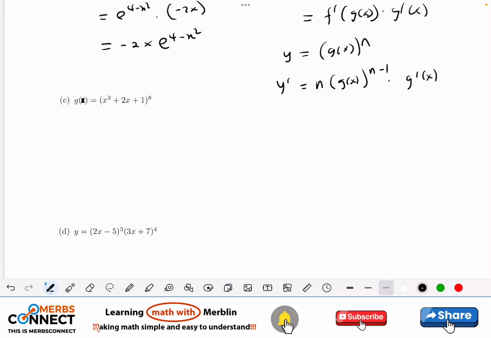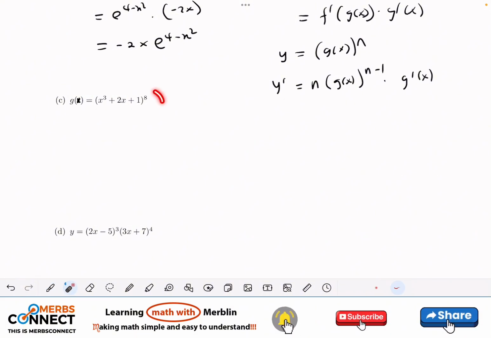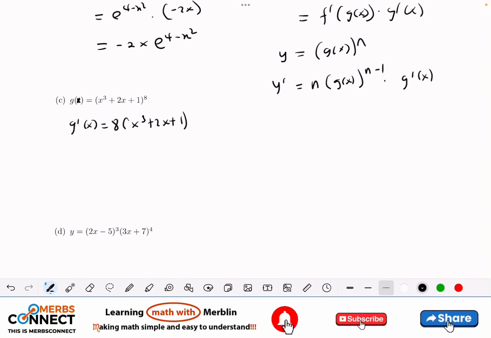Now let's look at C. Good. So C of this form. Now let's use this idea right here, right? So if I want to do this, then what will be g prime of x? Now let's first apply the power rule. 8 drops down. Then I maintain the whole function, but I'm going to subtract 1 because of the power rule. Then I'm going to multiply this one by the derivative of the one in the parenthesis. So I multiply this one by (x to the power 3 plus 2x plus 1) prime.